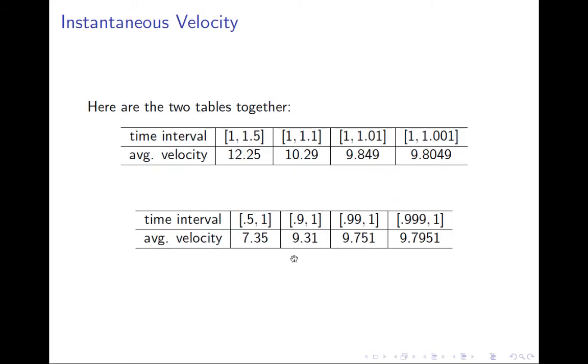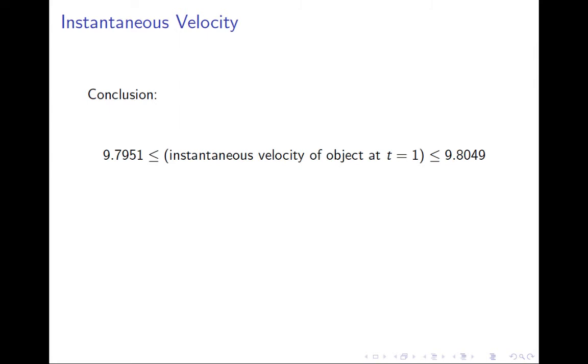So let's look at these two tables together. When the time interval shrinks around 1 from the right, the average velocity approaches 9.8 from above. And as the time interval shrinks around 1 from the left, the average velocity approaches 9.8 but from below. So can we say that the instantaneous velocity is definitely equal to 9.8? No, we can't at this point, but we can say that the instantaneous velocity of the object at the instant when t equals 1 second into the free fall is going to be between these two values.